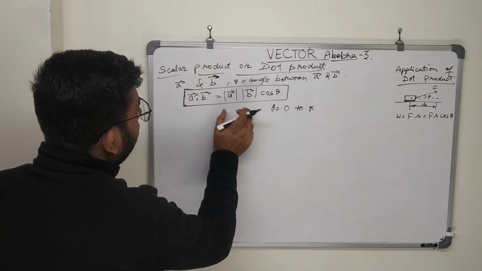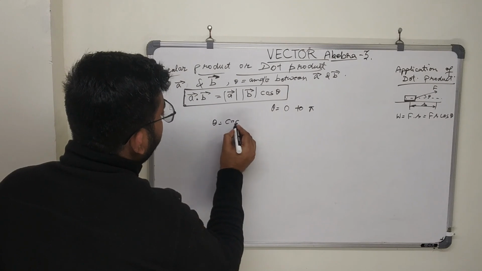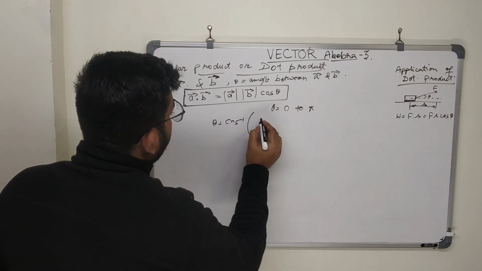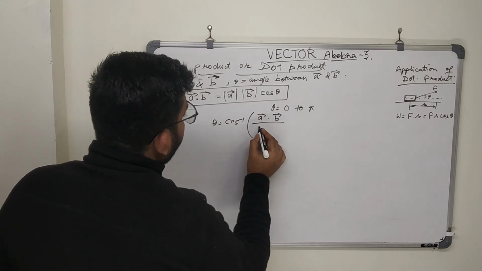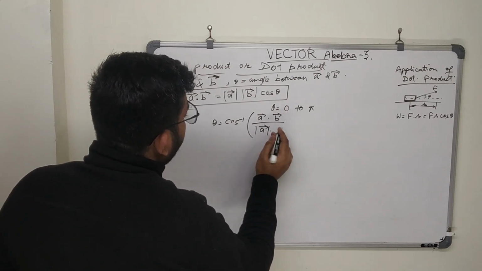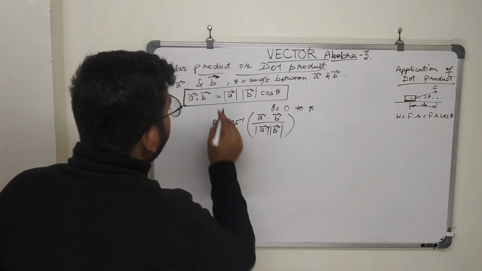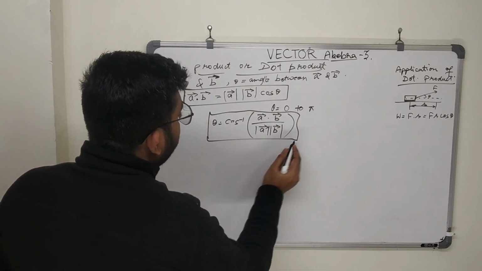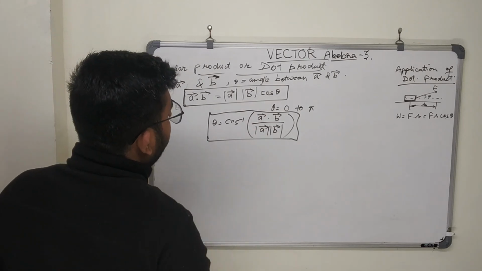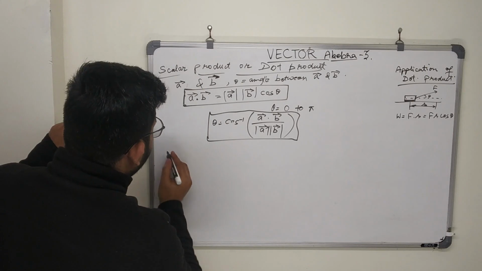With the help of this formula, we can find the theta where the dot product and the magnitudes of both the vectors are given. This will be found out by theta equals to cos inverse of A vector dot B vector upon magnitude of A vector into magnitude of B vector. So with the help of this, we can also find the angle between the two vectors if given the dot product and their magnitudes. Now we will study some cases.